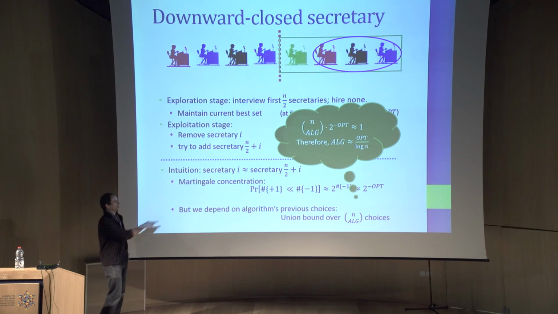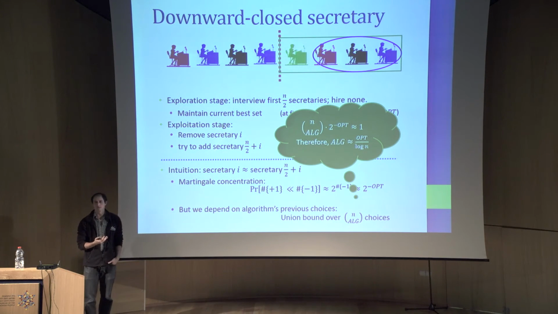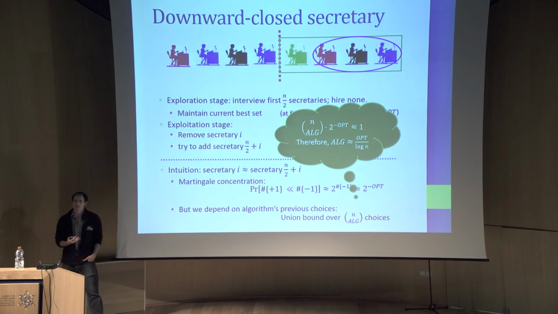So we have a union bound: n choose alg, that's approximately n to the power of alg, times 2 to the minus opt. We want this probability to be less than 1, otherwise we didn't get anything. So we need alg to be approximately opt over log n, and that's the log n factor. And this may seem like a wasteful analysis, but this is an almost tight log n competitive ratio. So this is the entire algorithm and proof, and hopefully you have more questions.